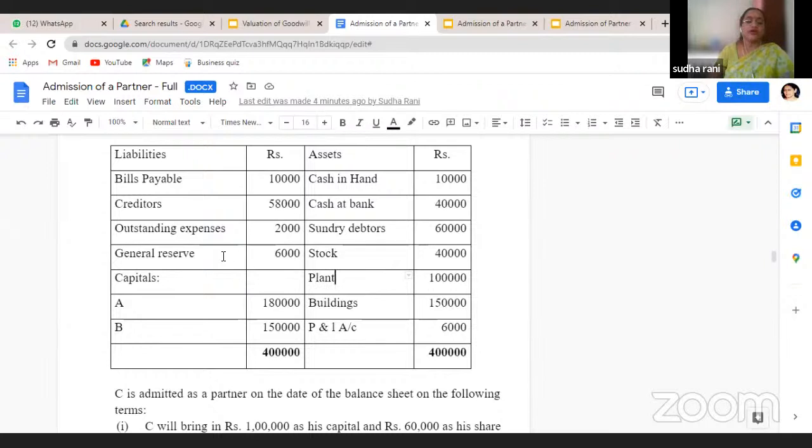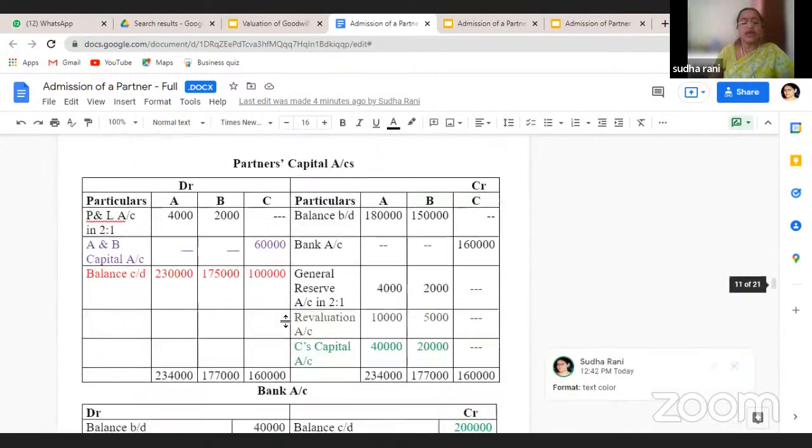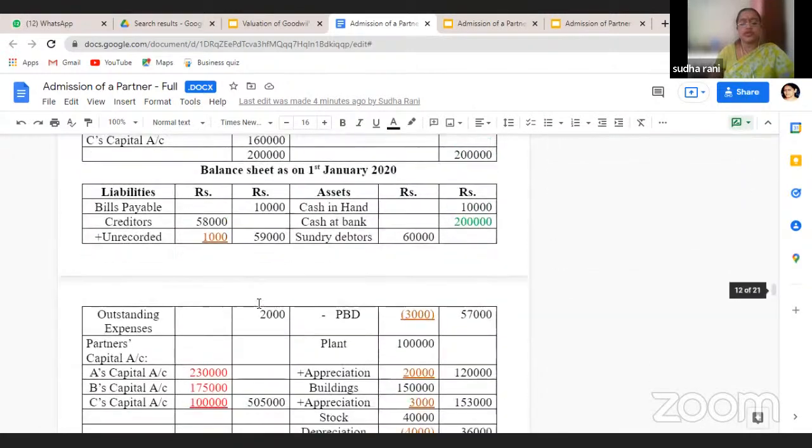Coming to the general reserve. General reserve, we should not take because you already took that under capital accounts and distributed it to the partners. So it will not come in the new balance sheet. Now, what else? Capitals of the partners. What balances are you supposed to take? Not these balances. The new balances from the capital accounts you are supposed to take.